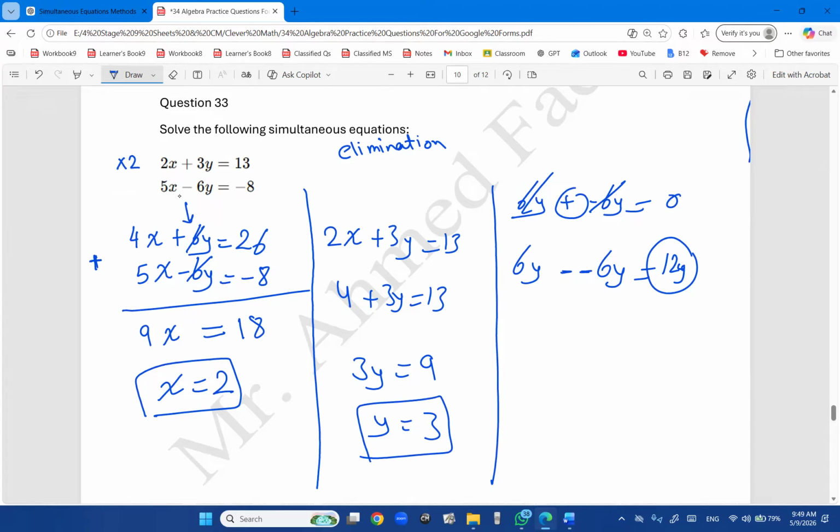You want to check there? Fine. 2 multiplied by 2 is 4. Or in the second equation, 5 multiplied by 2 is 10. 3 multiplied by negative 6 is negative 18. So 10 minus 18 is negative 8. It worked.